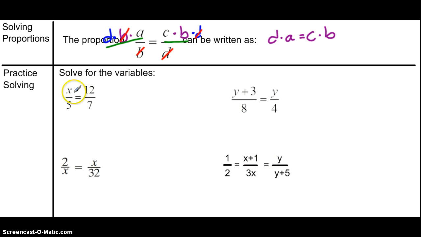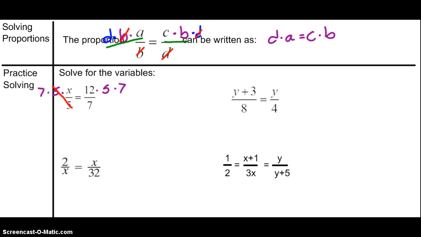So let's take a look at the first one. This is a pretty straightforward proportion. X over 5 equals 12 over 7. The first thing to do is get this out of fraction form. To do that, we start by multiplying both sides by 5, again because that will cause these to cancel out, and also multiplying both sides by 7.